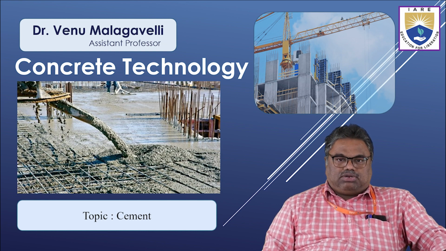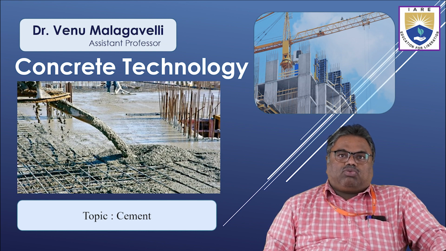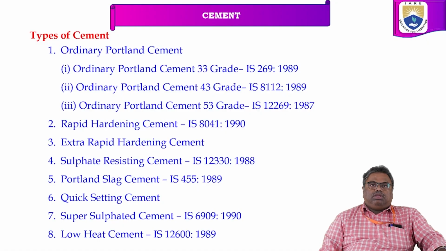based on the requirement, right? These are the different types of cements generally available in the market, and they will be produced based on the requirements. The first one is ordinary Portland cement. In the ordinary Portland cement, we have three grades: 33 grade, 43 grade and 53 grade. These three grades are available in ordinary Portland cement.